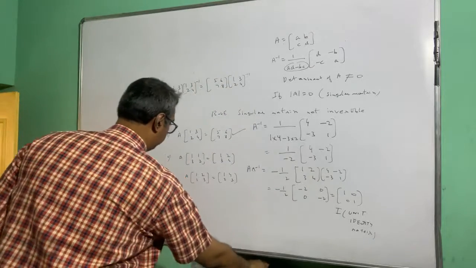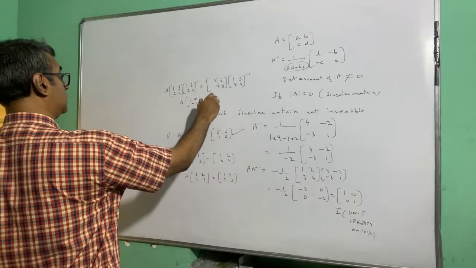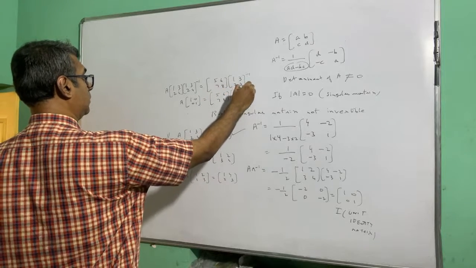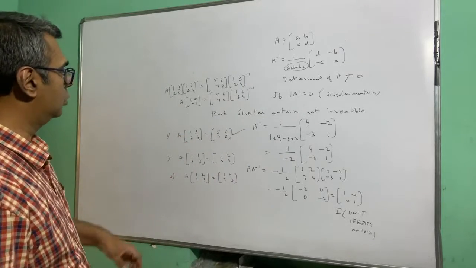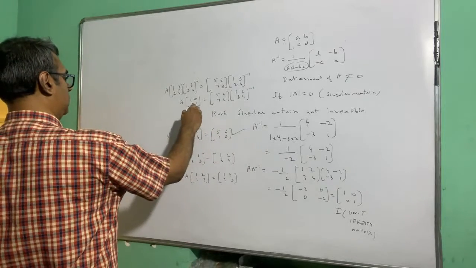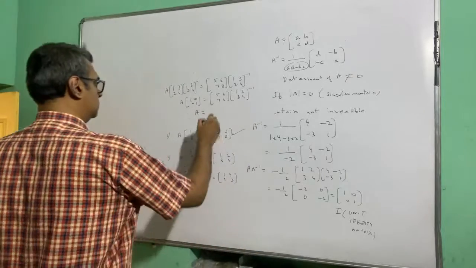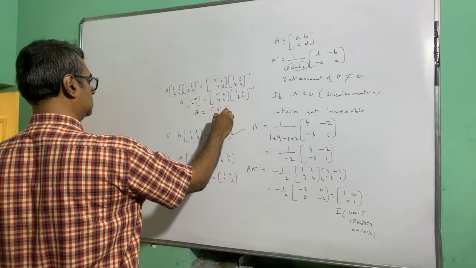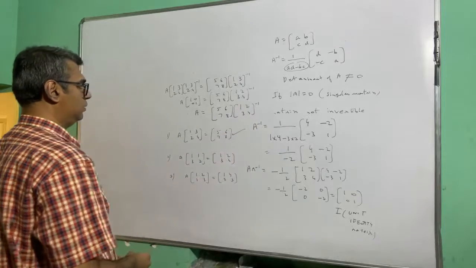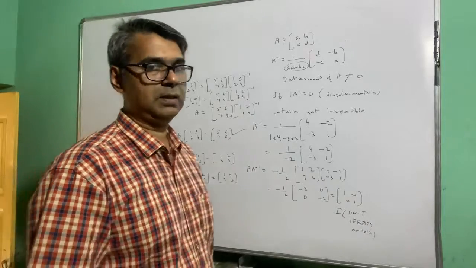So automatically the left side will become A into unit matrix. And there is another rule that any matrix into unit matrix is that matrix itself. So A into unit matrix will be A. So this will give you the answer of A, the first sum, similarly the second sum and the third sum. So these are the three homework questions.